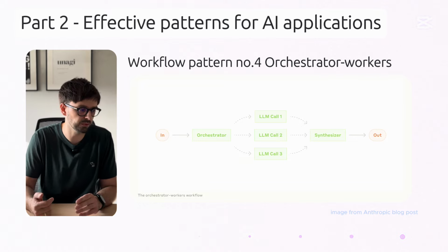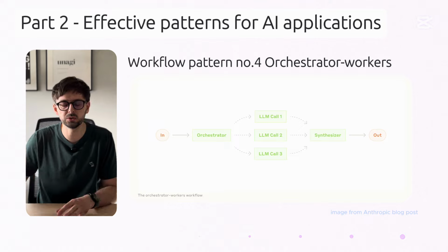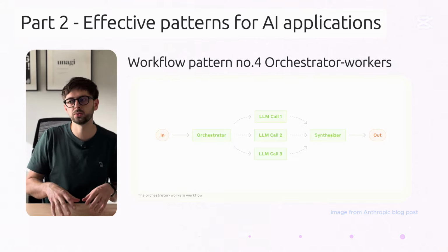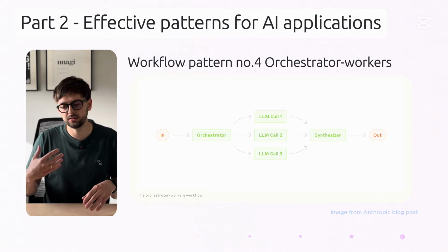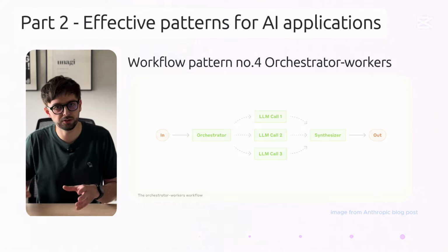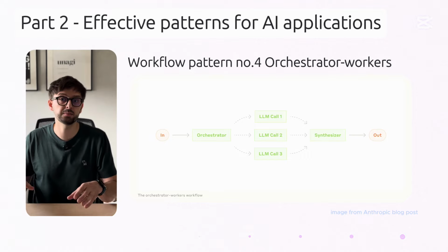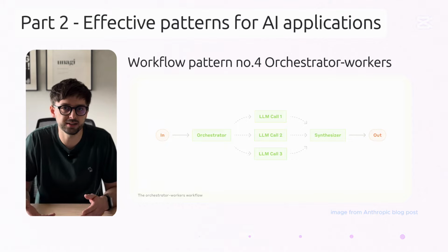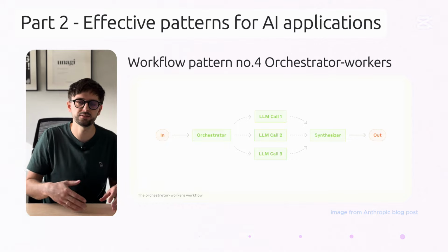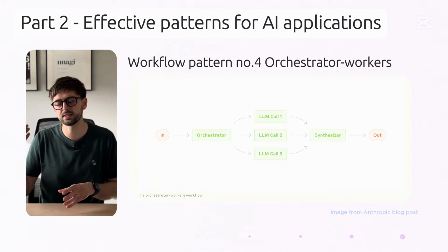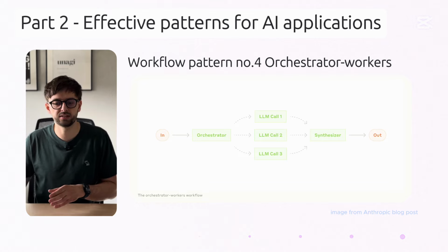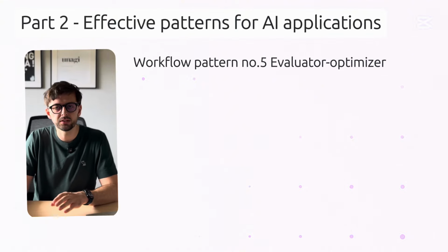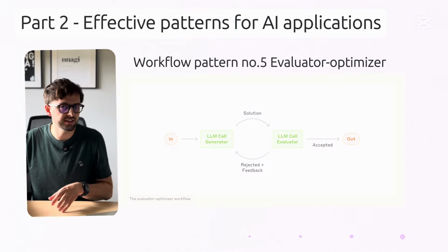So let me give you an example. This pattern is widely used in deep research-like assistants, where we want to find information on a given topic from many different perspectives, but we don't know these perspectives upfront. So this is where the LLM can figure out what the best perspectives are, what the appropriate number of such workers is, etc.